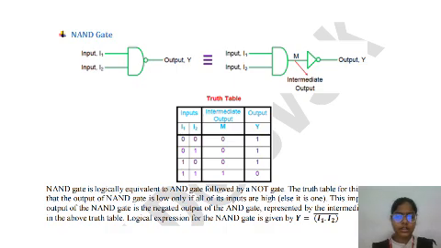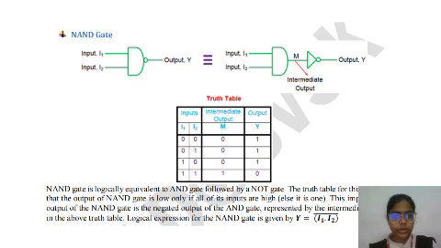And these are the universal gates. There are two universal gates. They are the NAND gate and the NOR gate. First we can see the NAND gate. In the NAND gate, the inputs are I1 and I2. Output is Y. This can be written as inputs I1 and I2, then an intermediate output in the middle, and the output is Y.